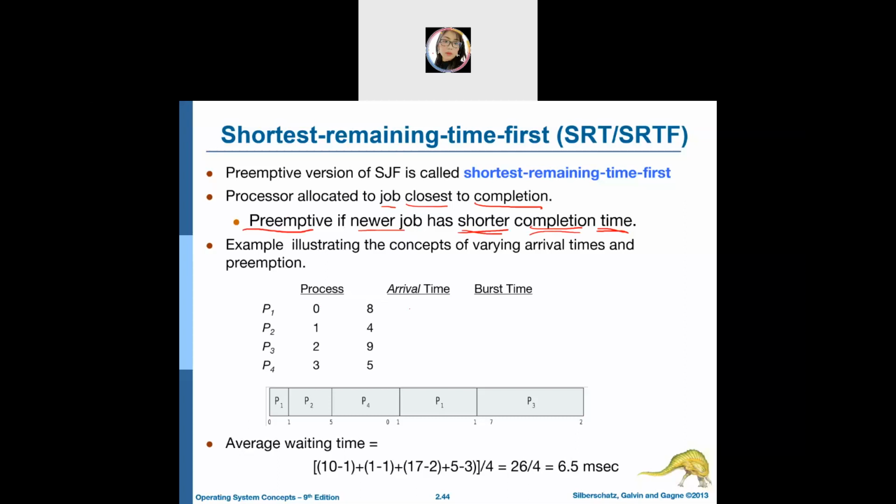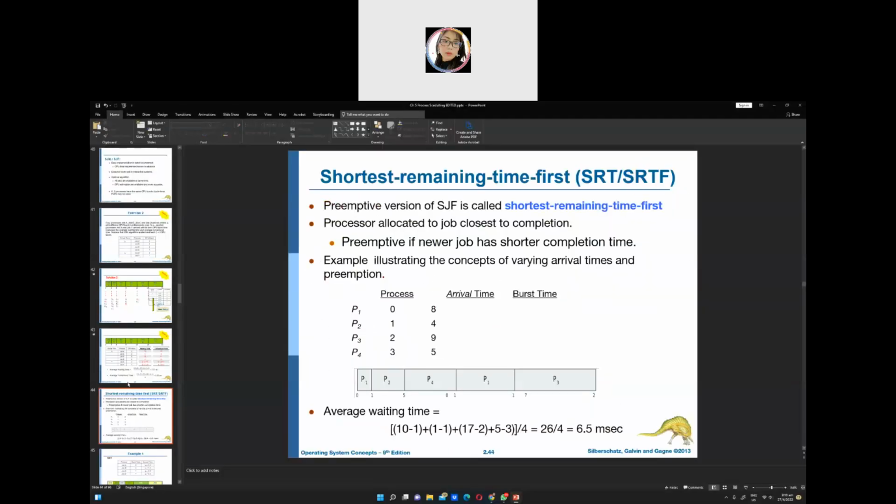Process arrival time. Arrival time, I think it's here. Okay, this is the example that is given. So you can see, no. Let me change the place.